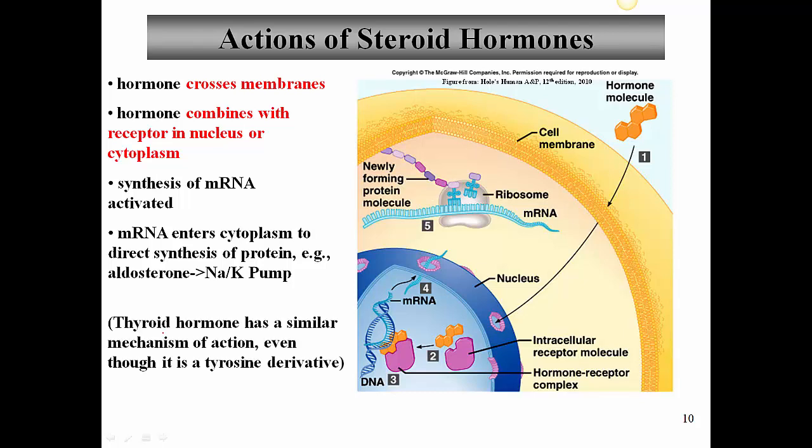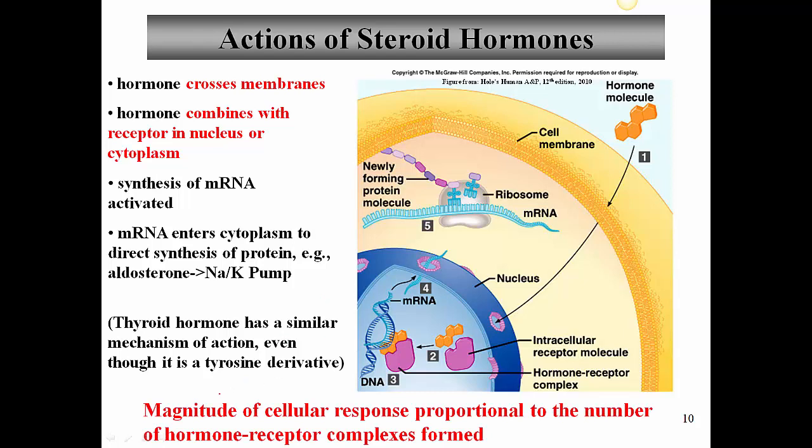Now, oddly, thyroid hormone is actually an amino acid-derived hormone. However, it has a similar mechanism of action as steroid hormones, even though it is derived from an amino acid, specifically tyrosine. So we do need some proteins to bind to thyroid hormone and carry it in the plasma, since it's not really very soluble.